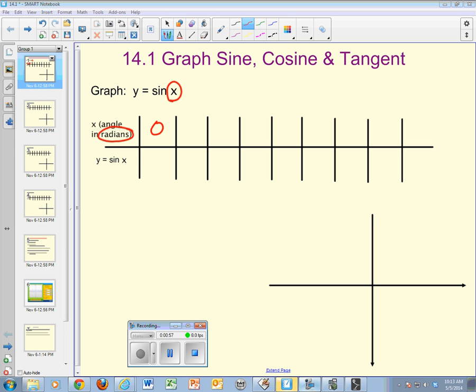So let's start with 0. And then I'm just going to go around the unit circle. So our next angle would be pi over 6, and then pi over 4, and then pi over 3, pi over 2, 2 pi over 3, 3 pi over 4, 5 pi over 6, and pi. We'll start off with those angles.